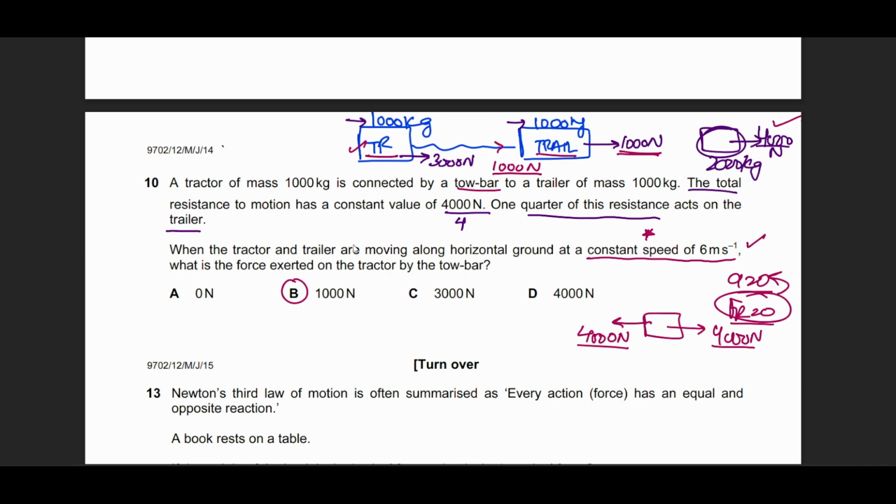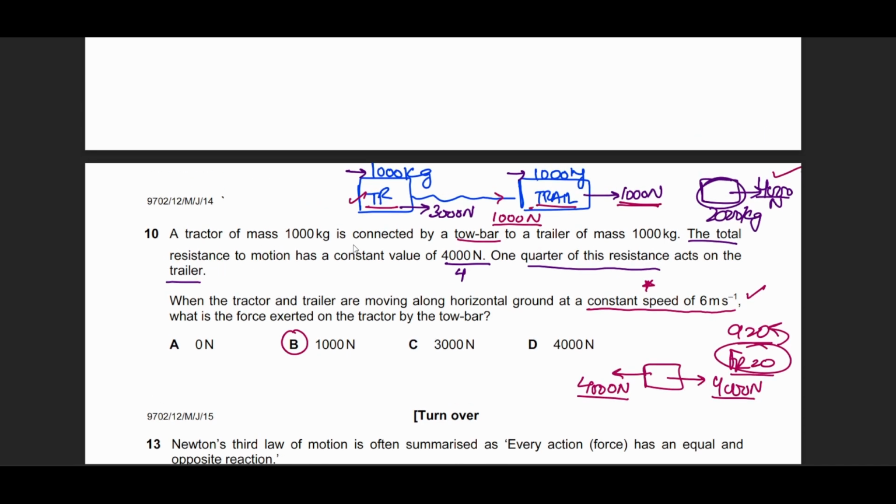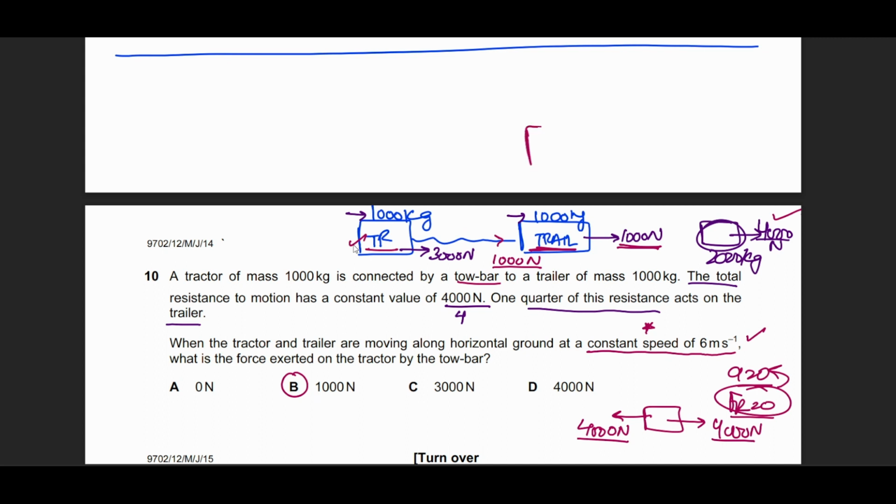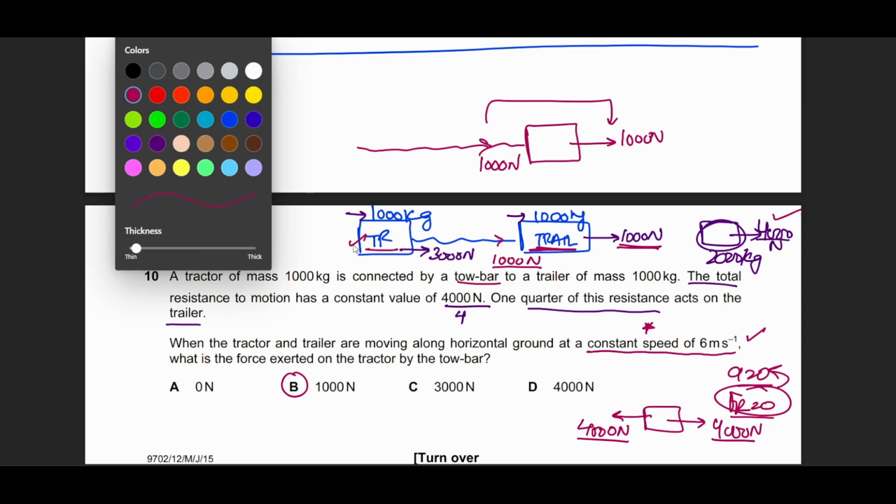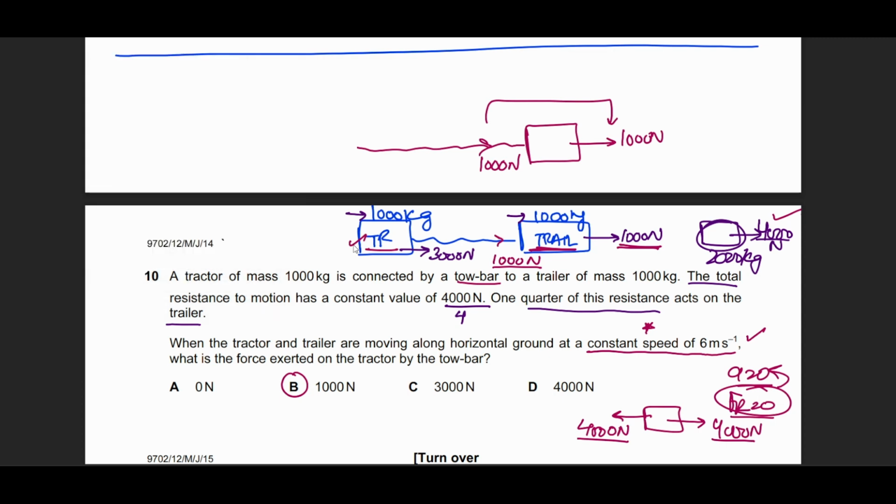Now, if we just isolate the trailer, we see one thing: the trailer is experiencing 1,000 newtons of drag force, which through this tow bar is being represented in the backwards direction exactly the way this is. Now, if the whole system is moving at a constant speed, that means there should be a forward force of 1,000 newtons coming from somewhere, right, in the forward direction. And we know that tension is basically going to be in both directions, but we need to find out their representatives.